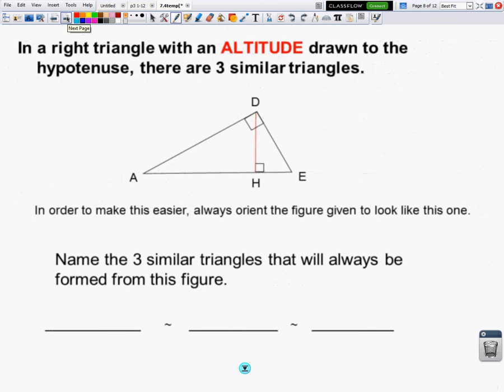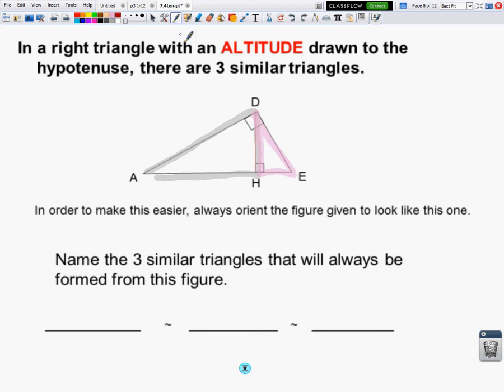Now we're going to talk about how we can find a geometric mean in a triangle. And the first thing we're going to do is look at what happens when we draw an altitude from a right angle in a triangle to the hypotenuse. And we're going to separate out the triangle that's on the left, which I've now highlighted in gray, and a triangle that's on the right, which I've highlighted in a pink color.